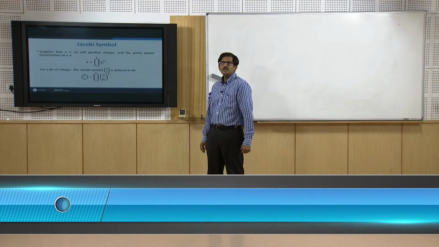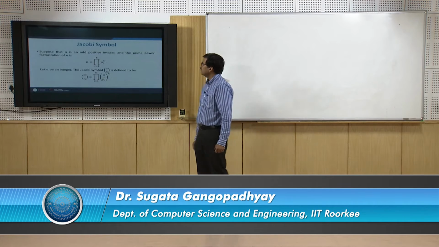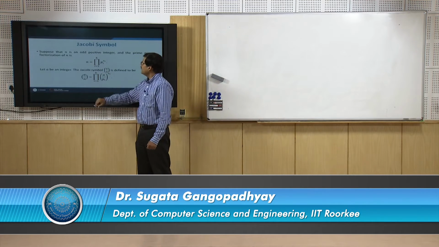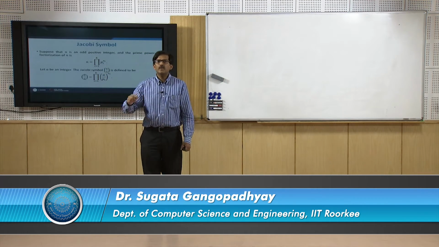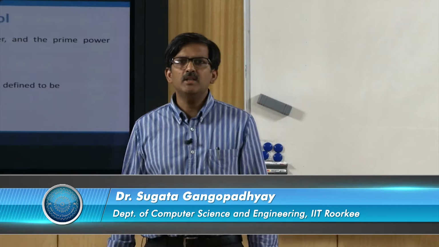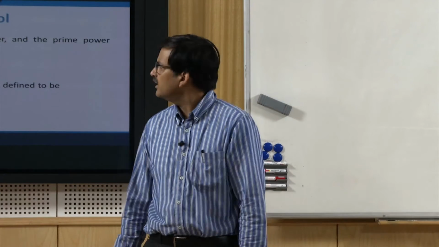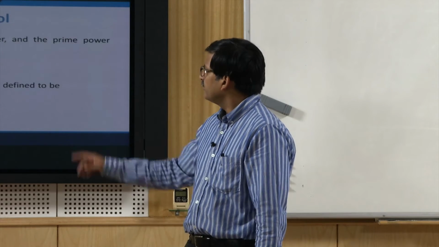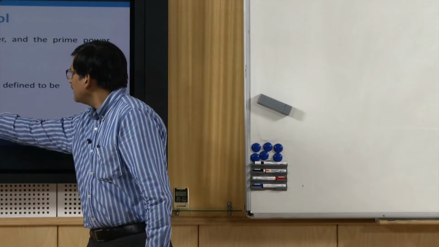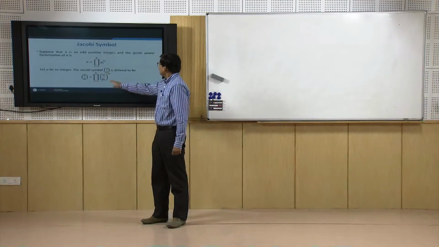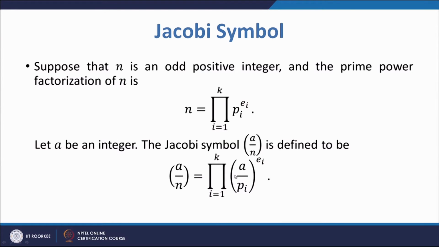And Jacobi symbol is defined in this way: if n has factorization product p_i raised to the power e_i, i running from 1 to k, then the Jacobi symbol of A mod n is defined as a product of the individual Legendre symbols raised to respective powers.